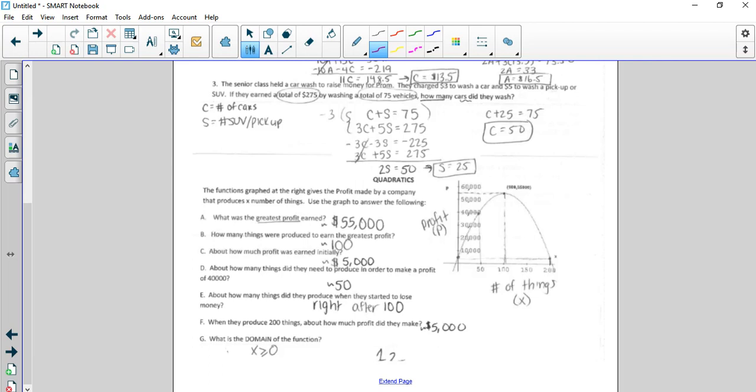How many things were produced for that? Well, where does this meet? Right there at 100. Now be careful. Don't say the profit was 100 because that's the number of things. Look at the labels on the graph.